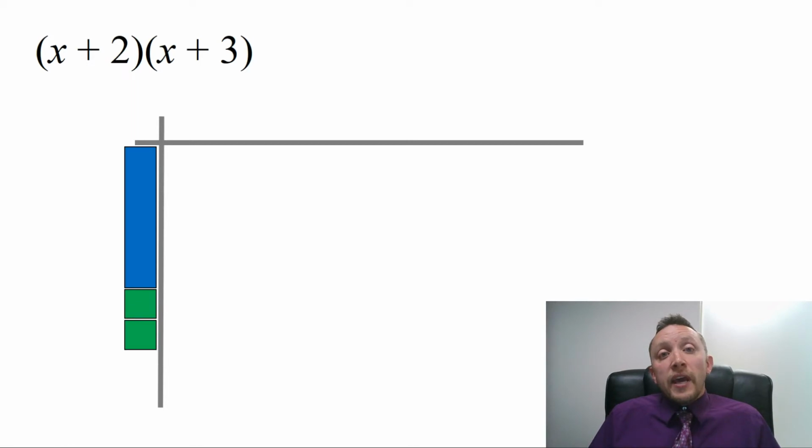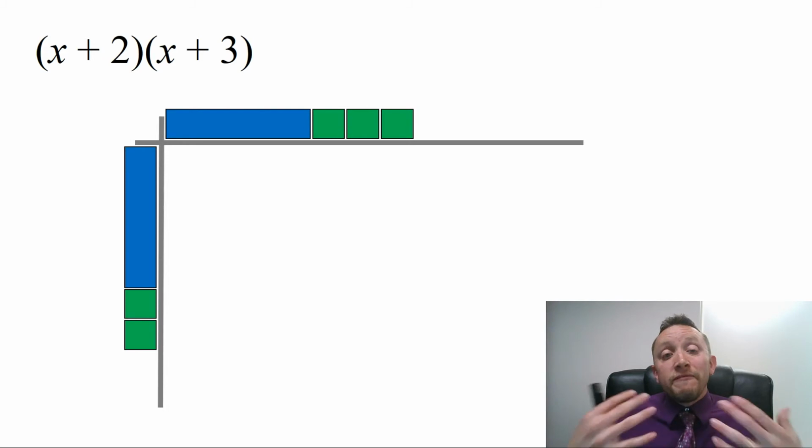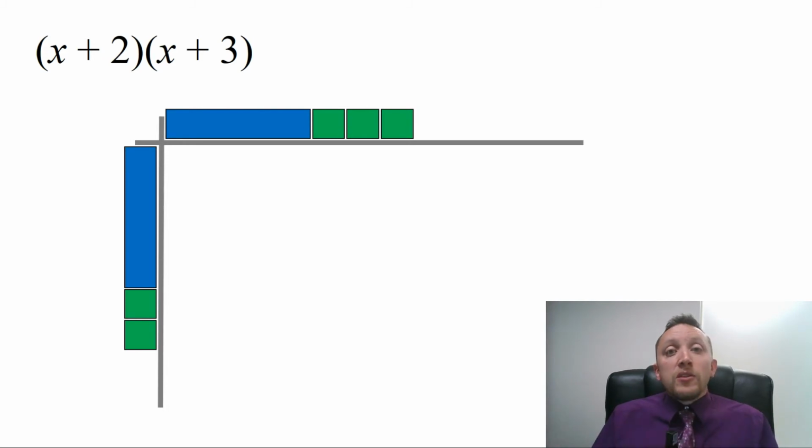And then we're going to use an x tile and 3 1s, so x plus 3, we'll put that on the top. And we're going to be using that little t square to represent multiplication. So those are the factors that go on the outside. The product is what's going to go on the inside.